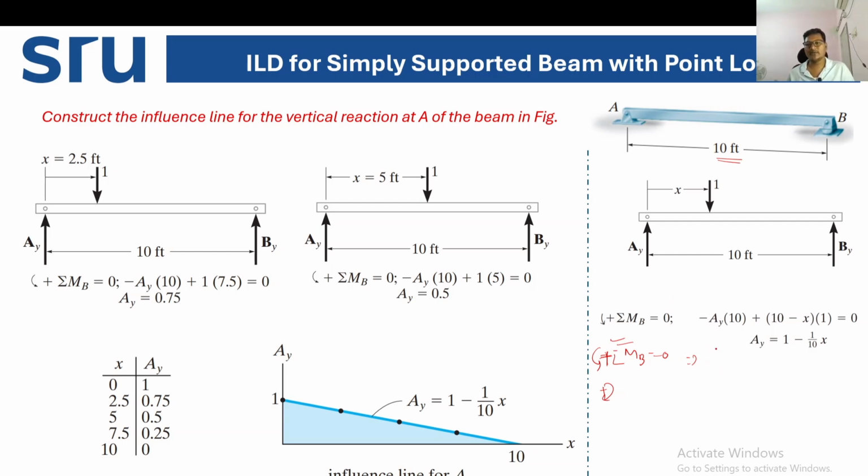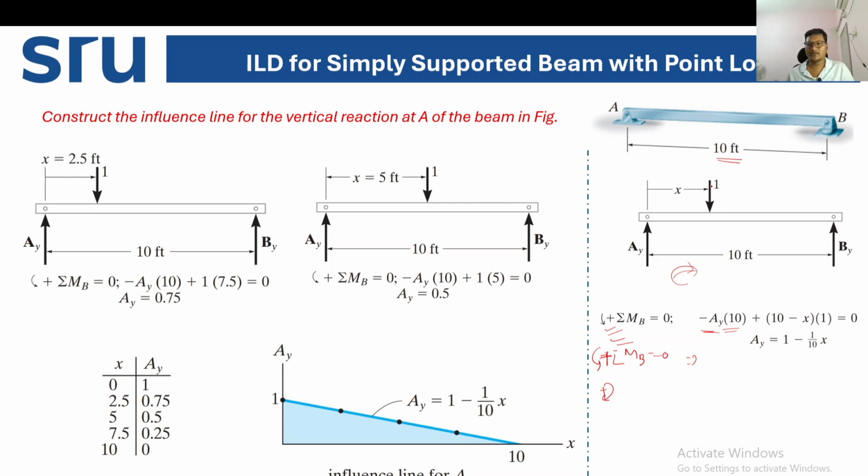So write the equation for this. How to calculate the moment at B? The reaction at A, which is upward, into the perpendicular distance, will be clockwise. You have considered anti-clockwise positive, so clockwise means negative. So you have written minus AY into 10. The distance is 10 feet.